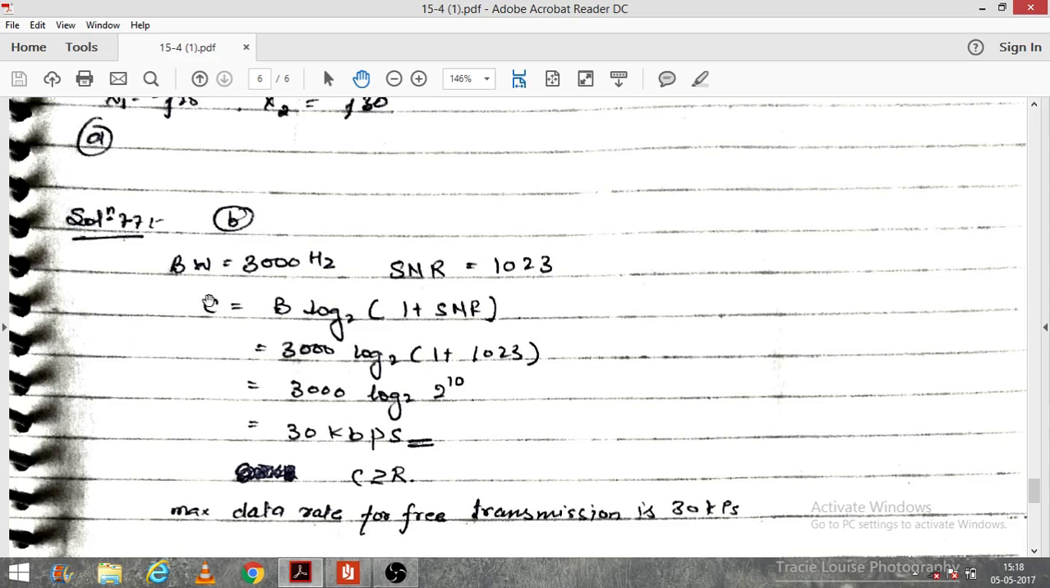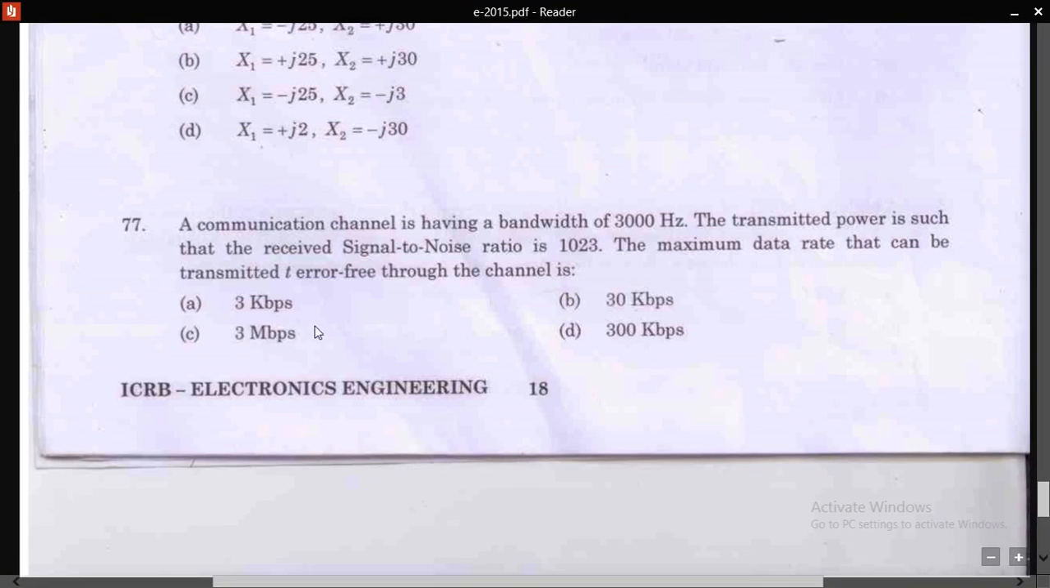So the channel capacity of this channel is 3000 log base 2 (1 plus 1023). If we solve this, we get 30 kbps. For lossless, error-free transmission, the channel capacity must be at least the data rate. So the maximum data rate for error-free transmission is 30 kbps, which matches option B.